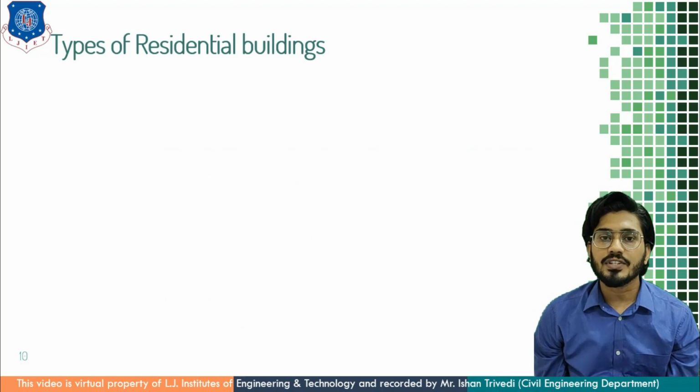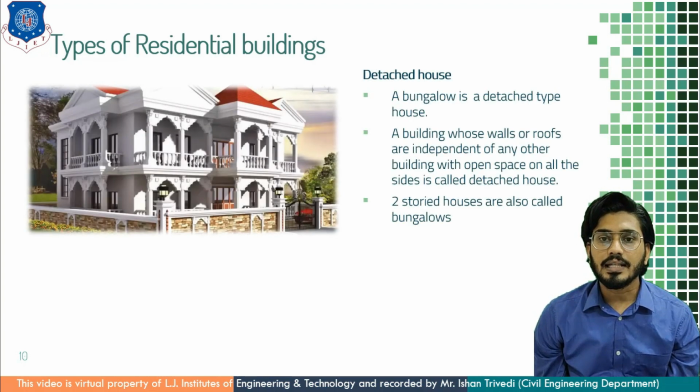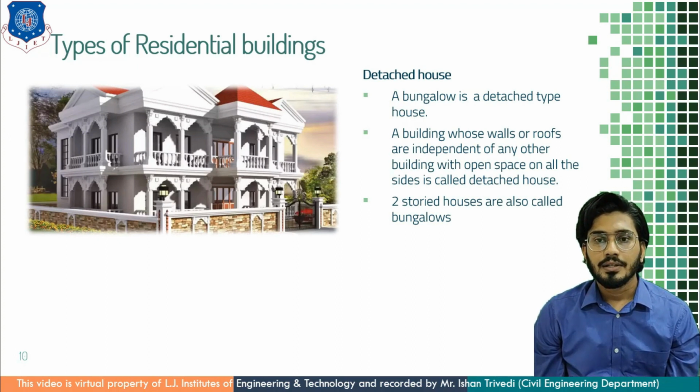Now, types of residential buildings. This includes detached house, semi-detached house, row house or chawls, and last is apartments or block. Let us start with detached house. A detached house is nothing but a bungalow which is restricted up to 2 stories.